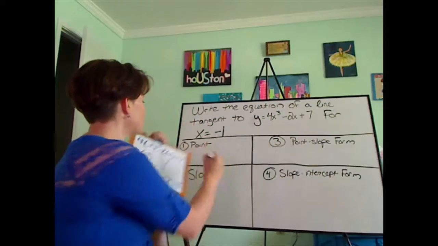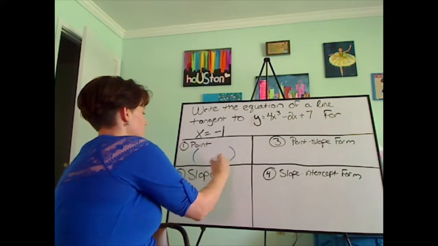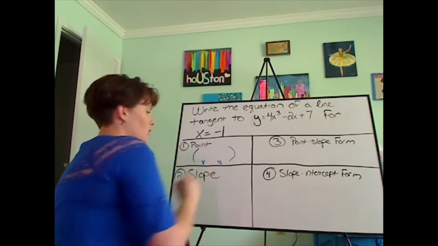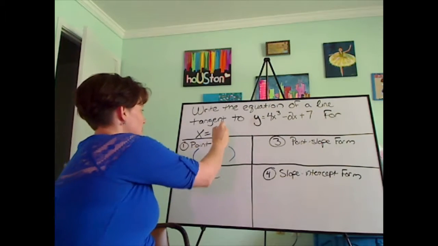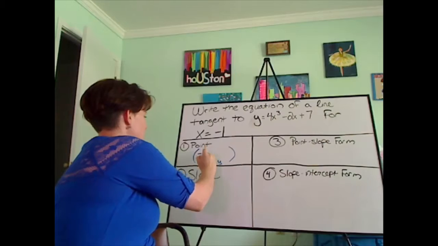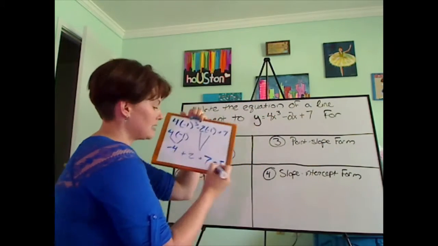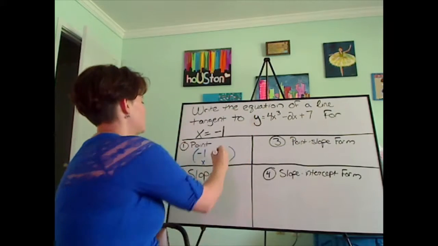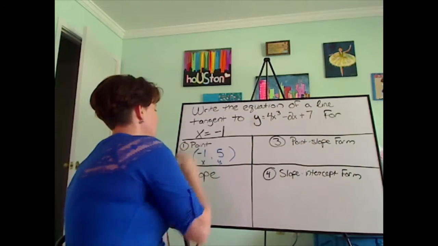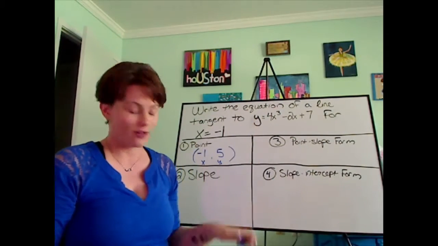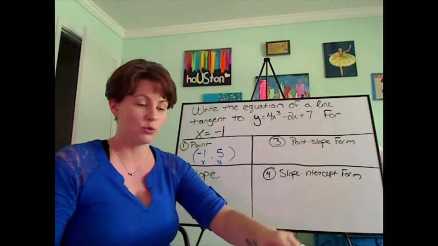So our point, which is an x, y coordinate, is the -1, that's the x, and the y is the 5 that we just got. That says equals 5, by the way. So it's -1, 5. All right, first step down, 3 more to go.